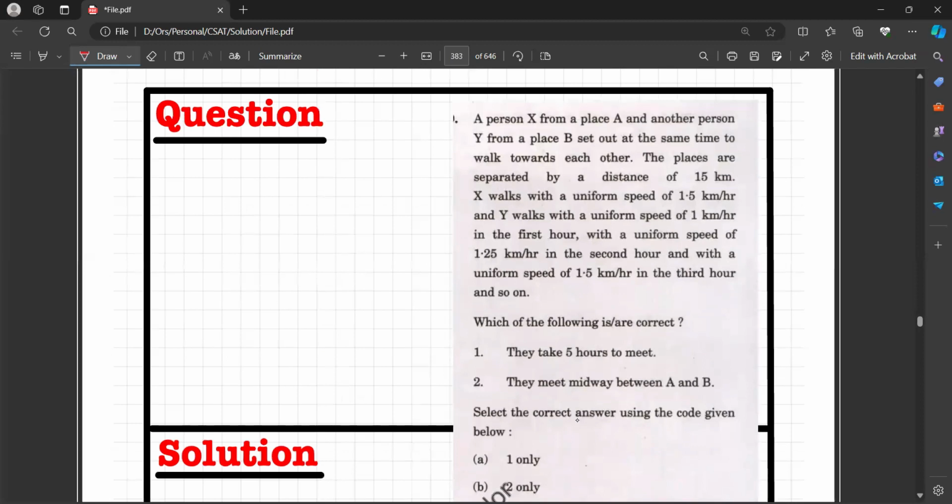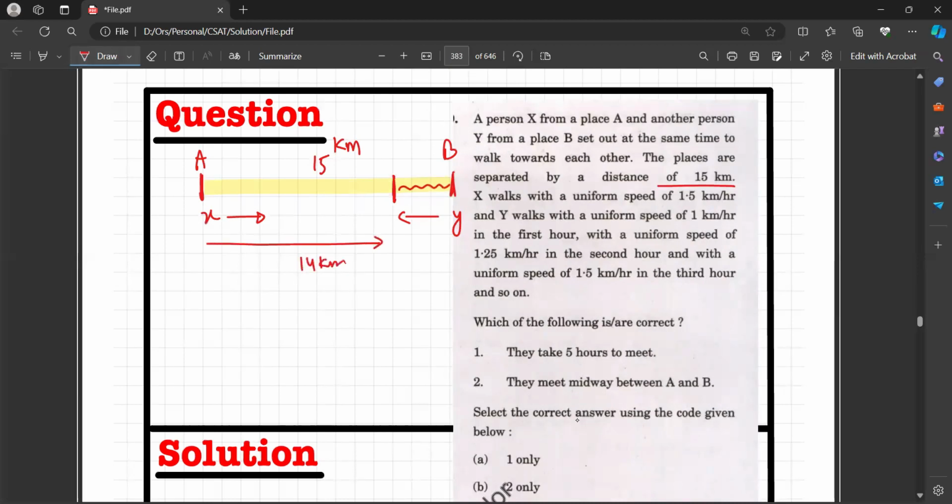A person X from a place A and another person Y from a place B set out at a time to walk towards each other. Suppose this is the whole distance to be covered, A from here, B from here, the person is X, the person is Y. X goes this side, Y comes this side. The places are separated at a distance of 15 kilometers. Now, if Y reaches here, which is 1 kilometer from here, that means from A it will be what? 14 kilometers. This fact is very important for this question.